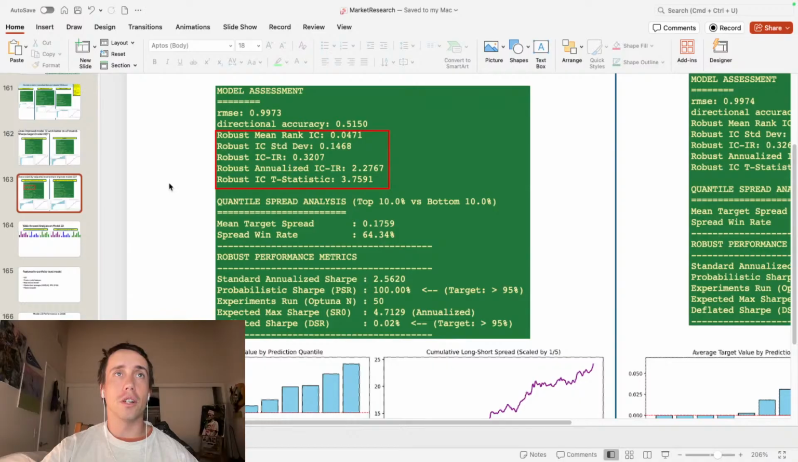If you look at these metrics highlighted in the red box, the top metric, information coefficient.